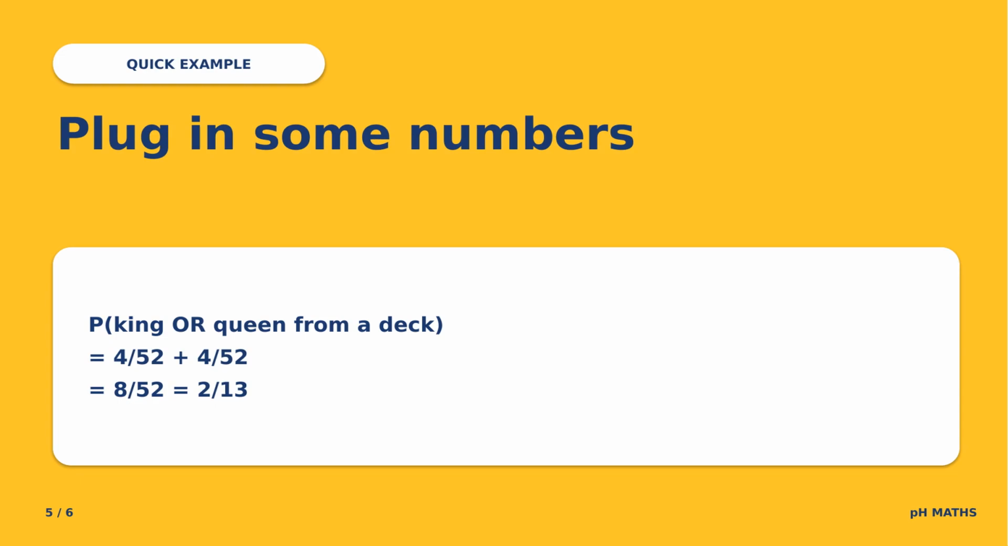Quick example: draw a card from a deck. The probability of king or queen. These are mutually exclusive. No card is both. There are 4 kings, 4 queens, and 52 in total. So add 4 over 52 plus 4 over 52 equals 8 over 52, which simplifies to 2/13.